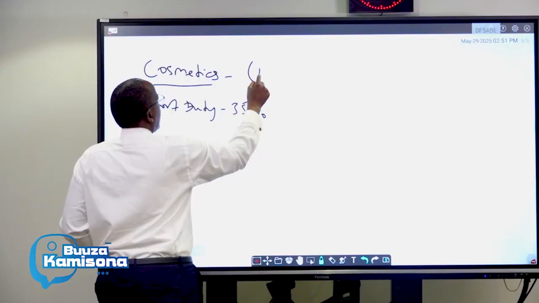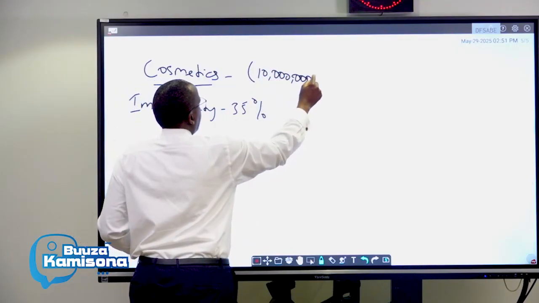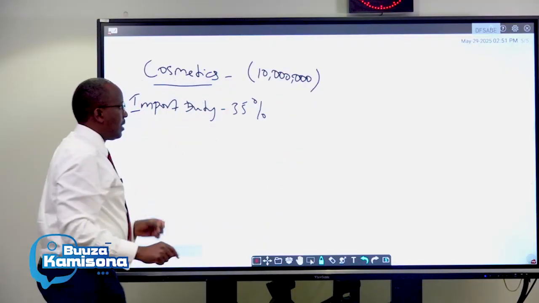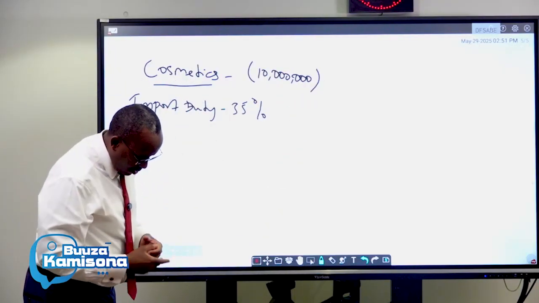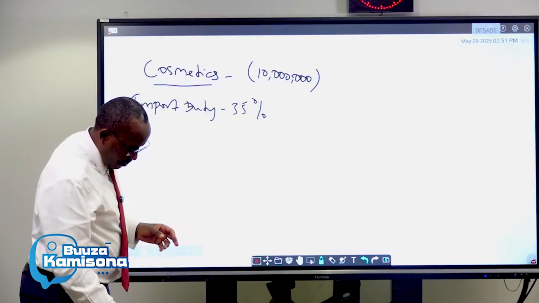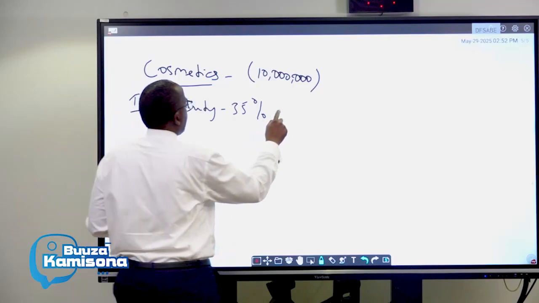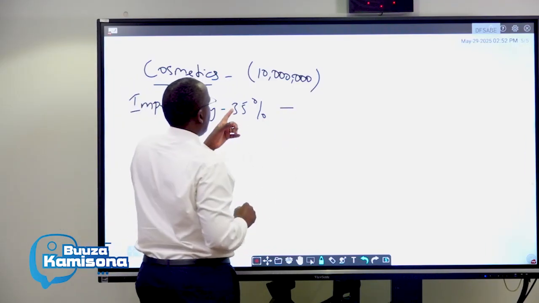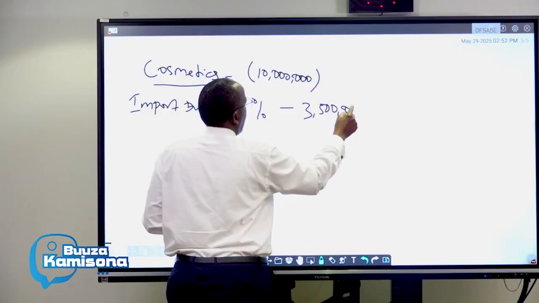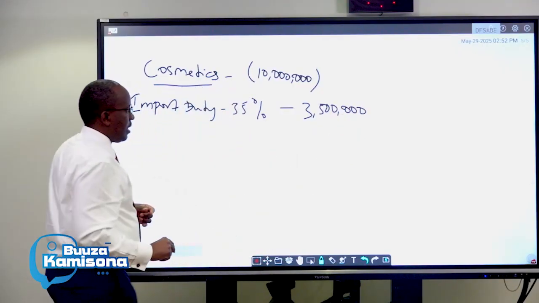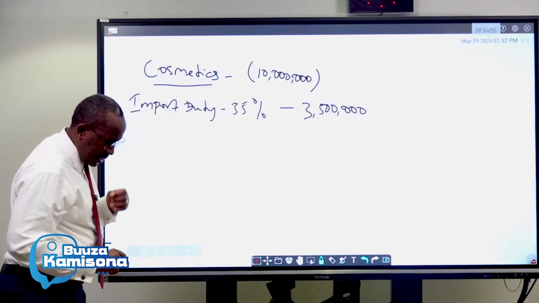Supposing we are bringing in stock of cosmetics worth 10 million shillings. This is the cost price wherever you're buying these perfumes, lotions, and all sorts of cosmetics. If you're buying it at 10 million, the import duty will be 35%, which will be 3.5 million.